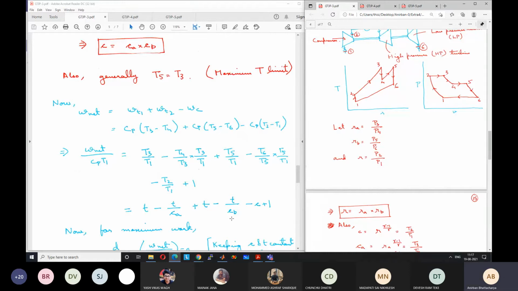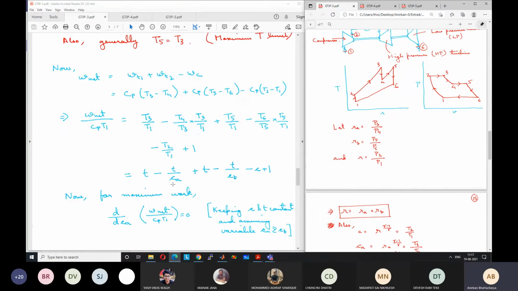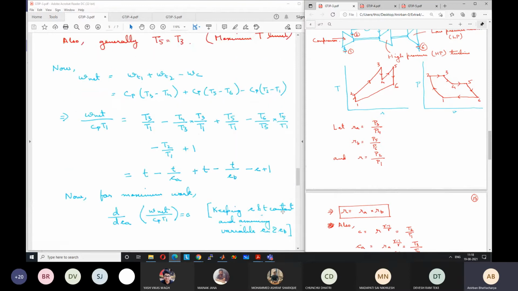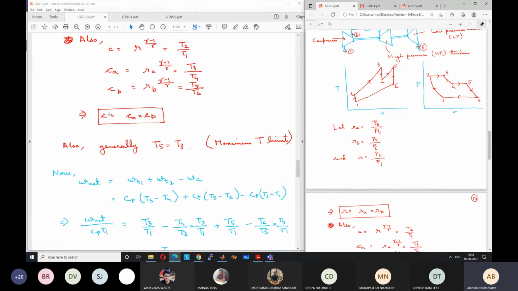Okay, so this is the expression of net specific work output in non-dimensional form in terms of the non-dimensional parameters T and R, RA and RB. So CA and CB basically can be written in terms of RA, RB and R. To find the maximum work output, keeping the overall parameters constant, which means C and T, the overall cycle parameters, so overall pressure ratio and overall temperature ratio constant, and assuming that CA and CB can vary. So C is constant, but CA and CB can vary. If one of them changes, obviously the other has to change.